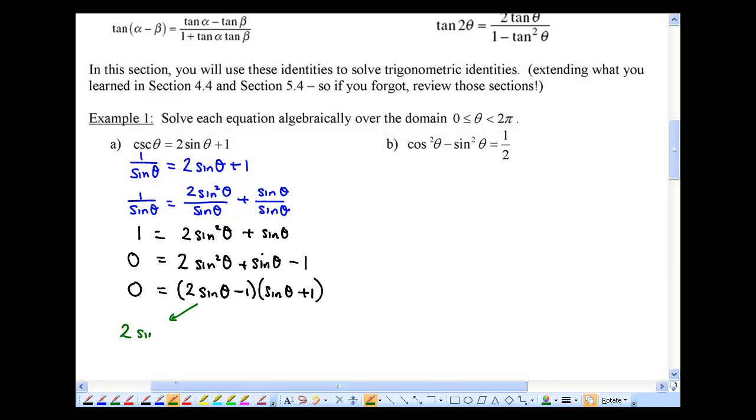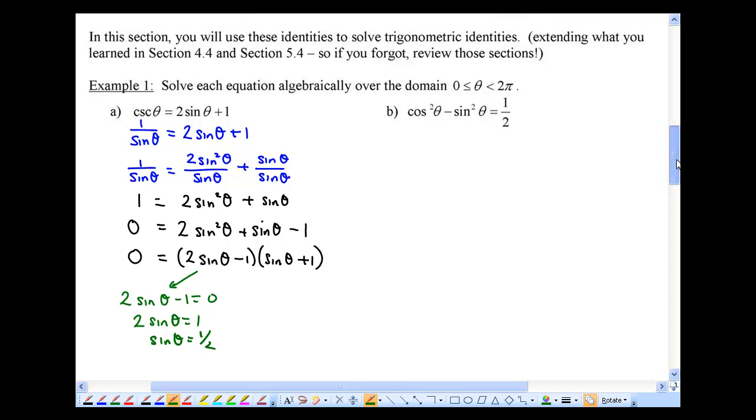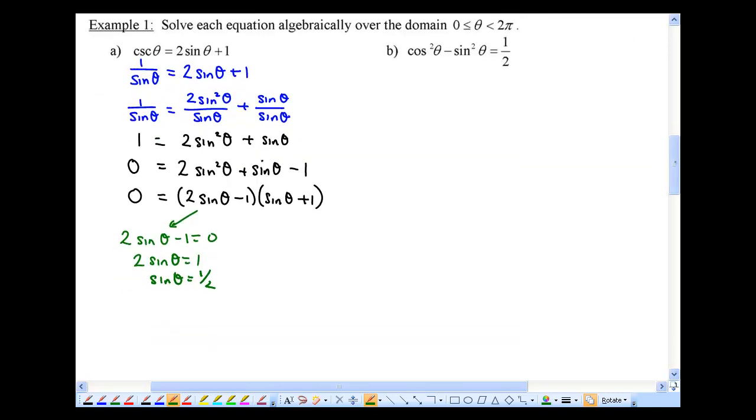So 2 sine theta minus 1 equals 0. Therefore, if I were to solve this, I get 2 sine theta equals 1, or sine theta equals 1/2. And I know that this becomes, when I do these special angles, theta equals pi over 6. Since sine is positive in quadrants 1 and 2, I know that my other angle must be this one, where that would be pi minus pi over 6, or 5 pi over 6.